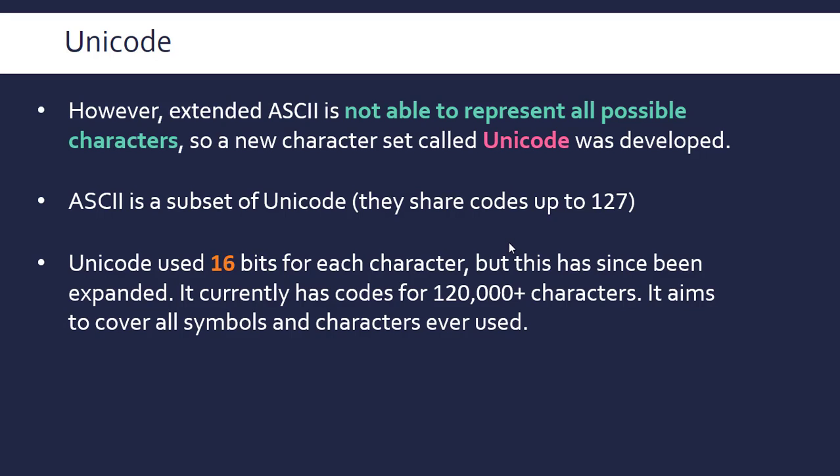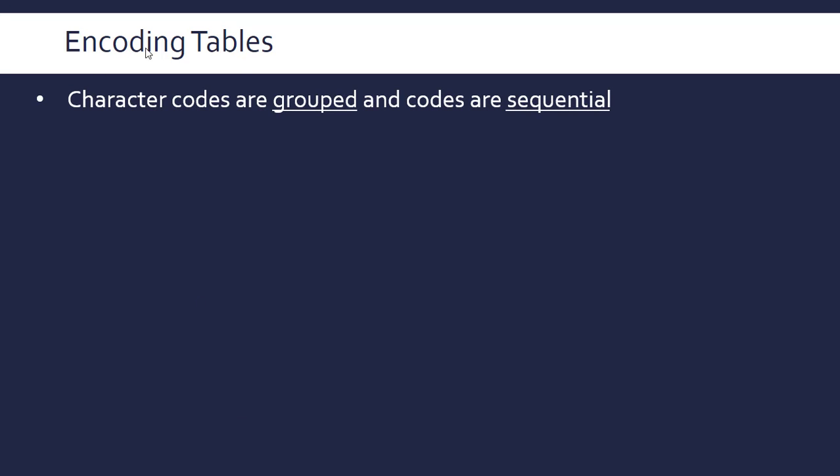There are loads of different standards that get released periodically, so it's not as simple as just saying there are 7 bits in ASCII. Assuming it does use 16 bits, which it doesn't necessarily anymore, this gives us 65,000 combinations, which is a drastic increase on what ASCII could do. You can think of character sets as big encoding tables, i.e. associating a code with a character.